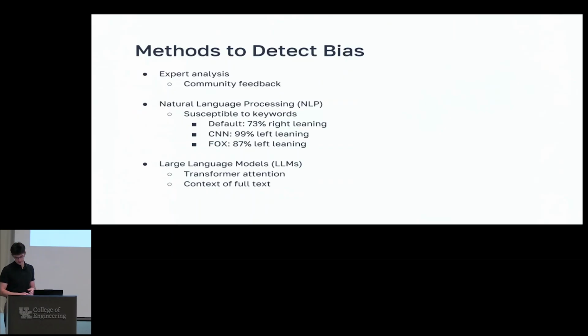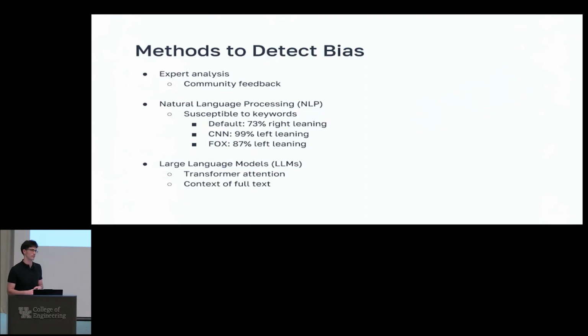So there are 3 main ways that leading organizations have been using to detect bias. For a long time, and still today, we rely on expert analysis and community feedback. As natural language processing technologies have improved, people have begun to use those to determine whether or not text is biased. By training a model on a large data set of article text and labeling them as left or right-leaning, people have created models with up to about 95% accuracy in detecting bias, but there's an issue with NLP models. They are very susceptible to keywords.